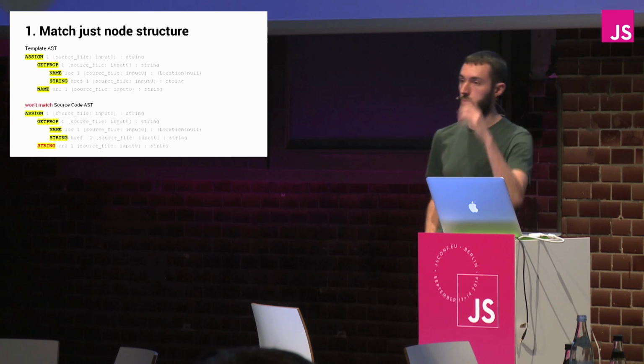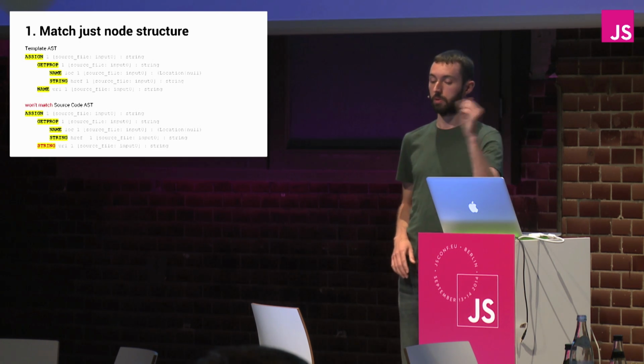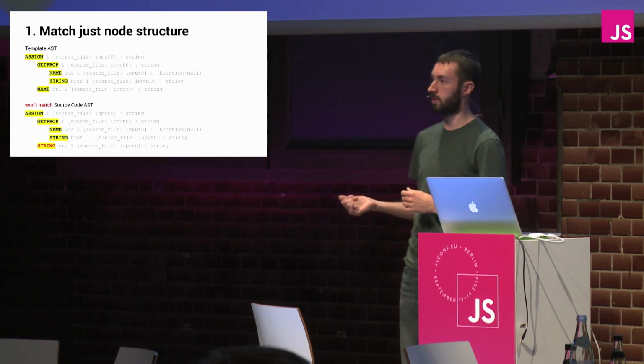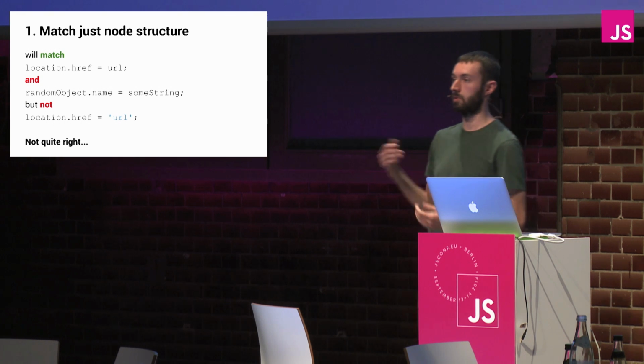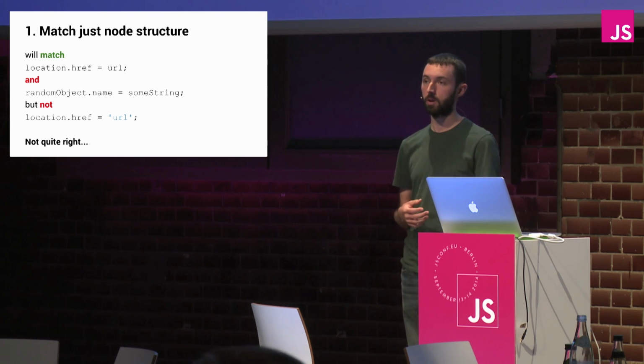Noticeably, if you change one node in it, say you change it from a variable to a string literal, then it won't match anymore. And so this will match things like location.href equals a URL.